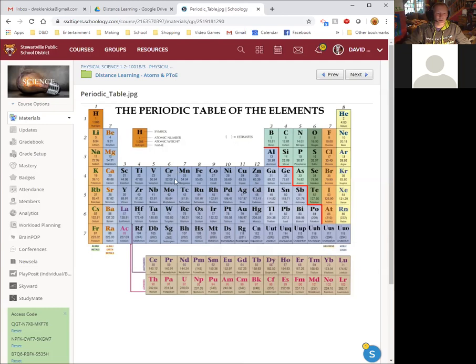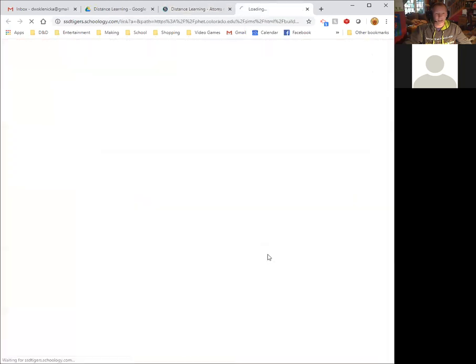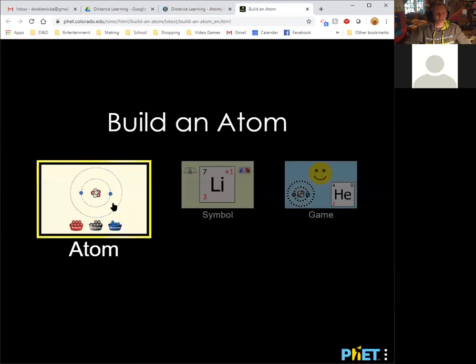So if I'm looking at chromium here, it's got an atomic number of 24, meaning it has 24 protons, and if it's neutral, it also has 24 electrons. And then its average mass, or what we call the atomic weight or atomic mass, is 52.00. But that is an average because, as we saw in our simulation here, I can build the same atom.